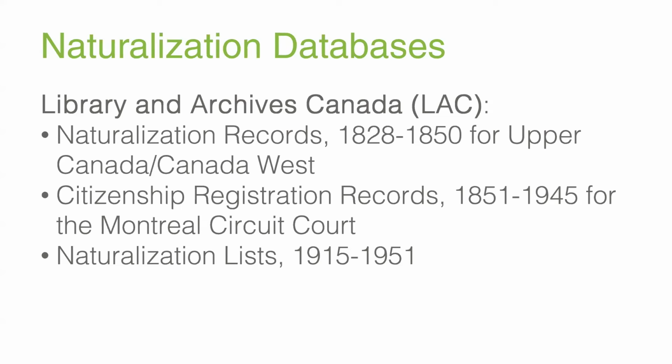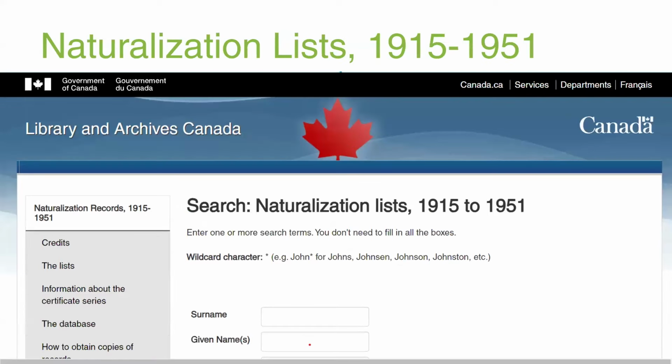However, there are still, again, some options out there. And if you think about naturalization records during that time period, the information you're looking for, such as places of birth and town names, probably didn't even exist on those naturalization records to begin with. But it is a huge loss for records. And I wanted to touch on this last bullet point on the list, the naturalization list from 1915 to 1951. This is a great naturalization list database on Library and Archives Canada.